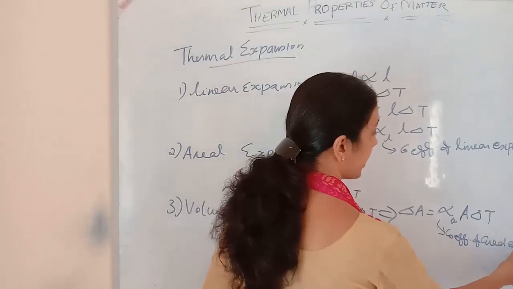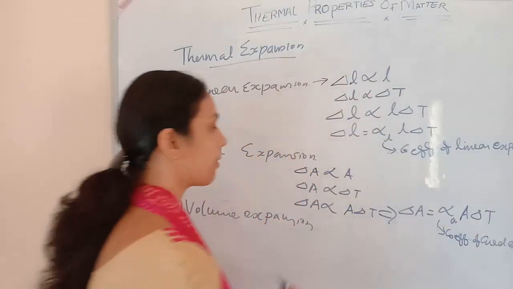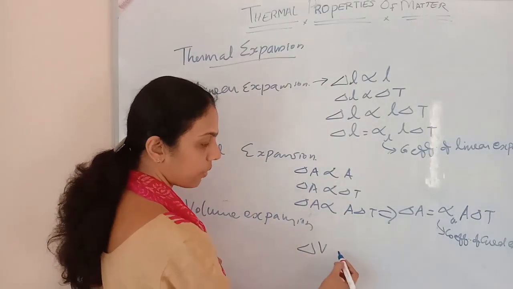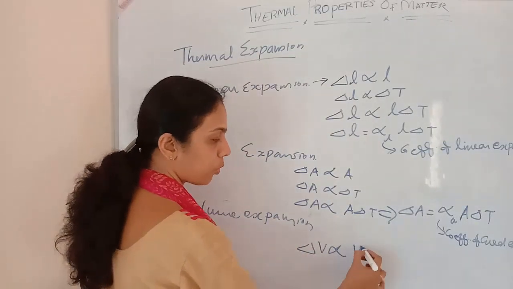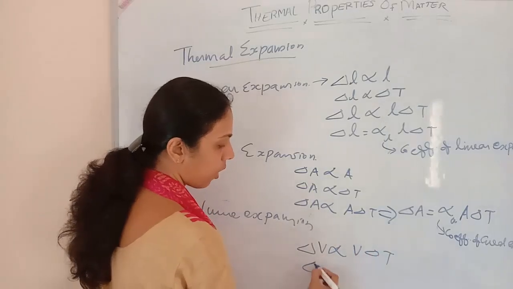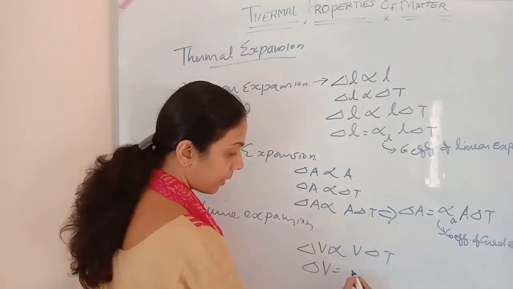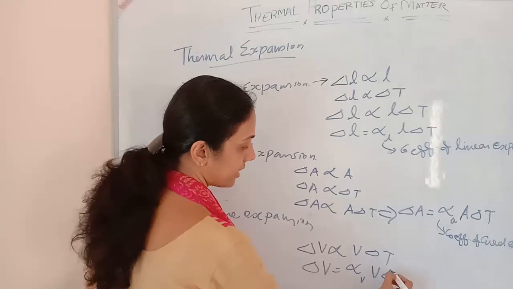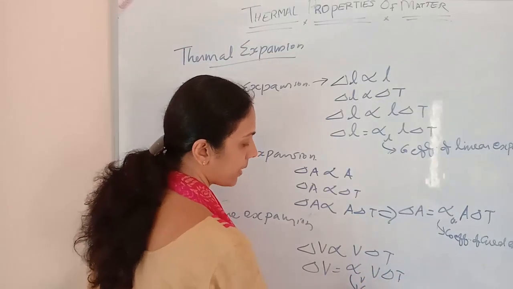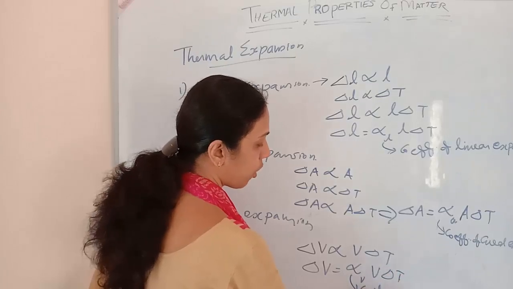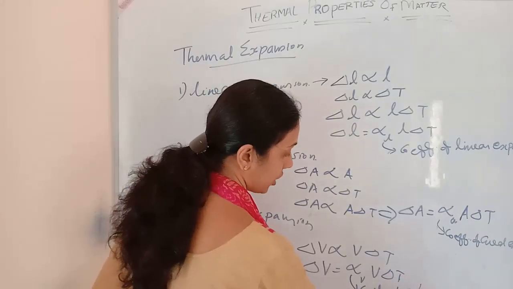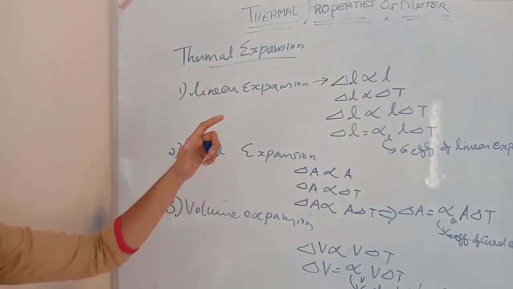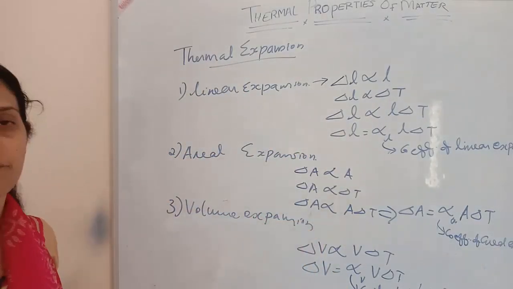Coefficient of areal expansion. In the same way, if volume is increasing, we can write it as delta V is proportional to V delta T, or delta V equals alpha V into V delta T. Alpha V is called the coefficient of volume expansion. So there will be a relation connecting this alpha L, alpha A and alpha V.